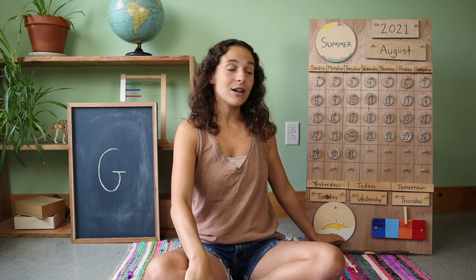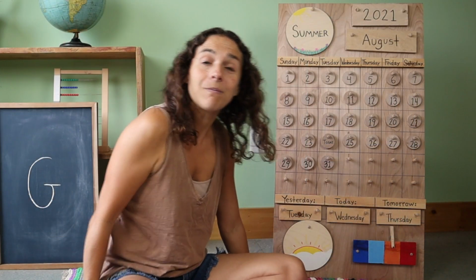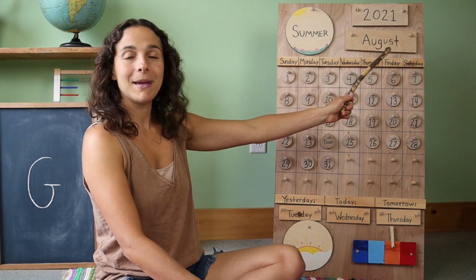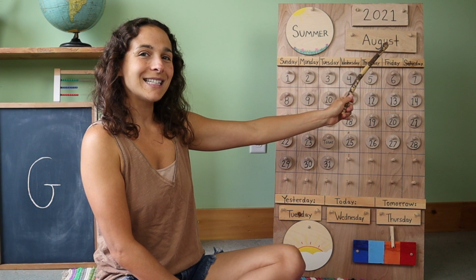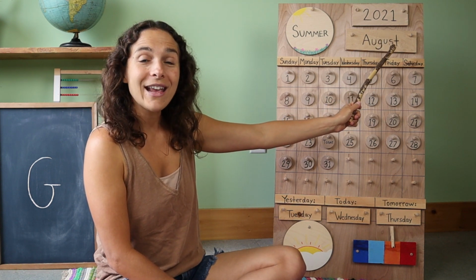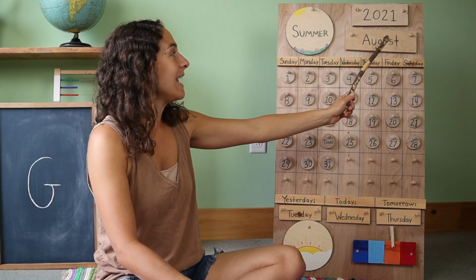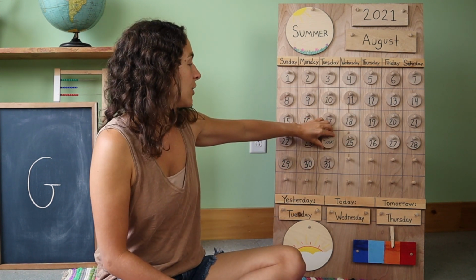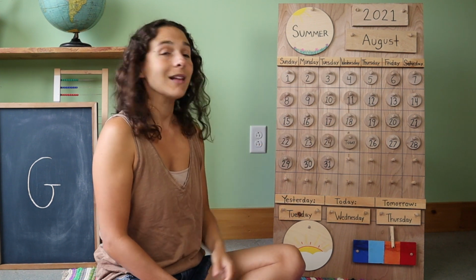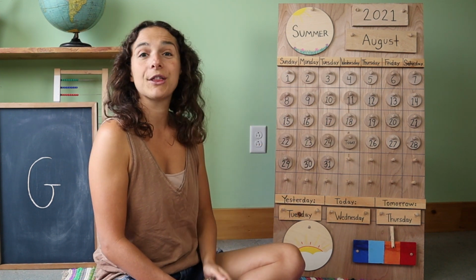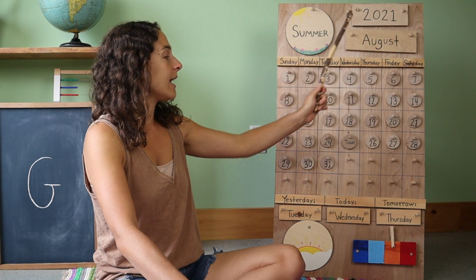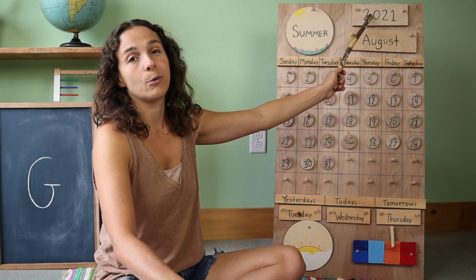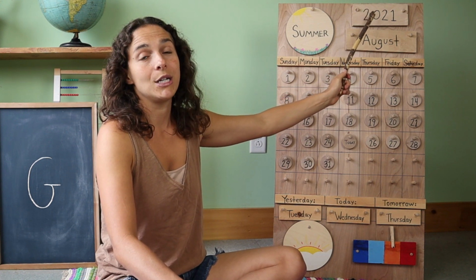Now it's time to get started with the calendar and weather chart. First, let's go over the date. Here's the month right up here. Do you know what the month is? August. That's right. Today is August 25th. Let's move the chip over from yesterday. Yesterday was August 24th, and today is August 25th, and the year is 2021.